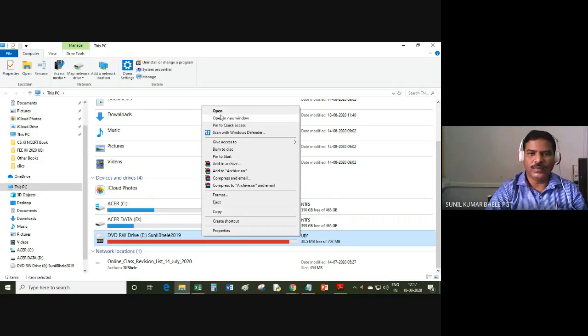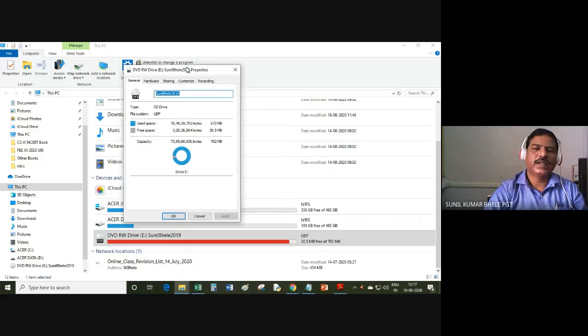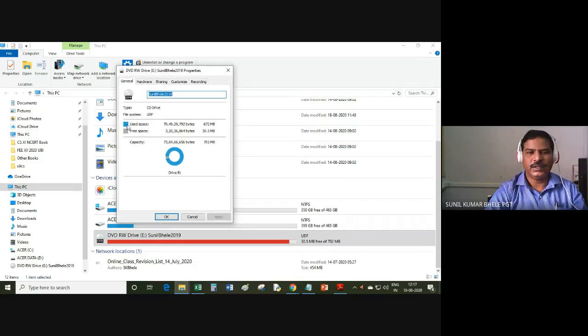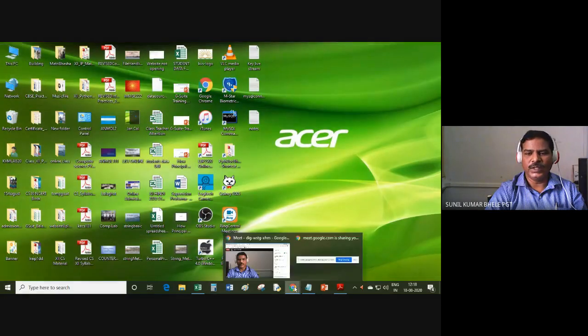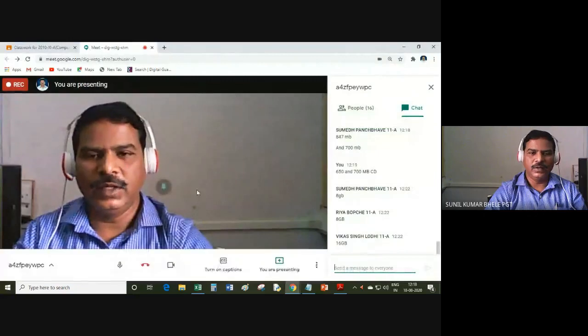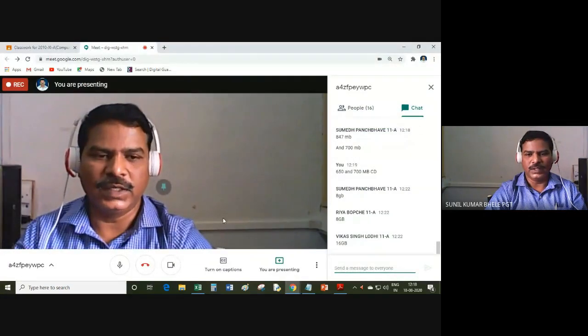Inside that window you will see certain options, and the last option is Properties. Inside the properties you can check the capacity of various storage devices. Here I clicked on the CD drive, so this CD is of 702. You can also check how much space is used and how much free space is there. Only 30 megabytes of free space is available in this CD, so I can add only 30 more megabytes of data. If your storage device is full, meaning no more space is available, you cannot store more files in that device.